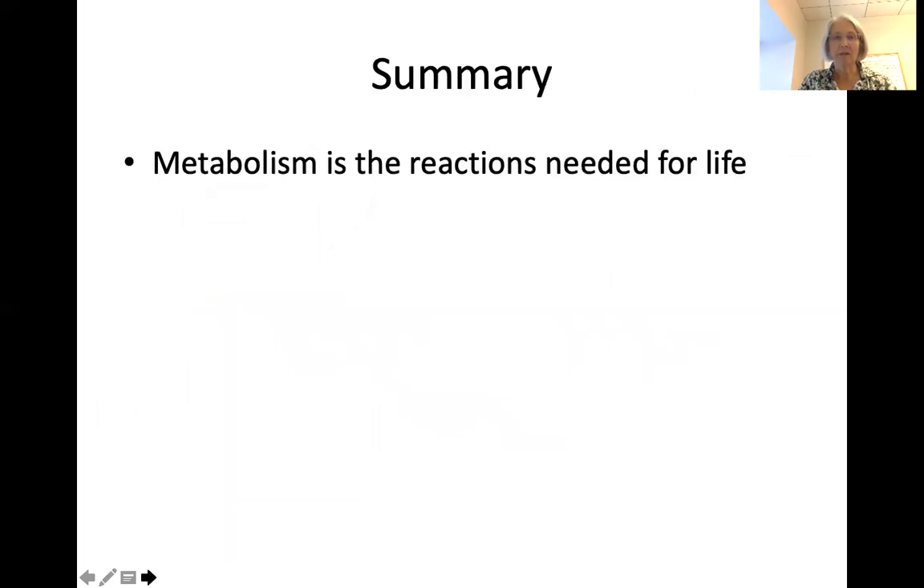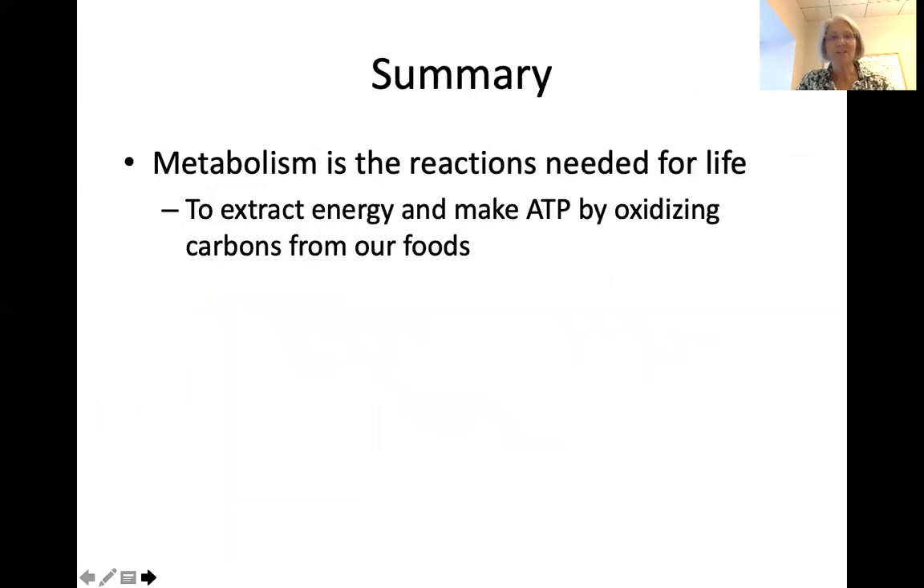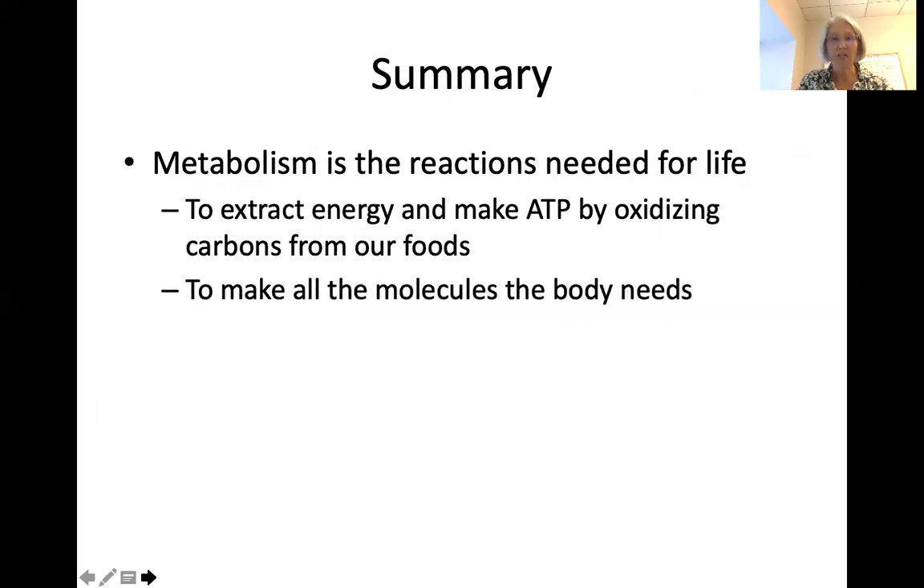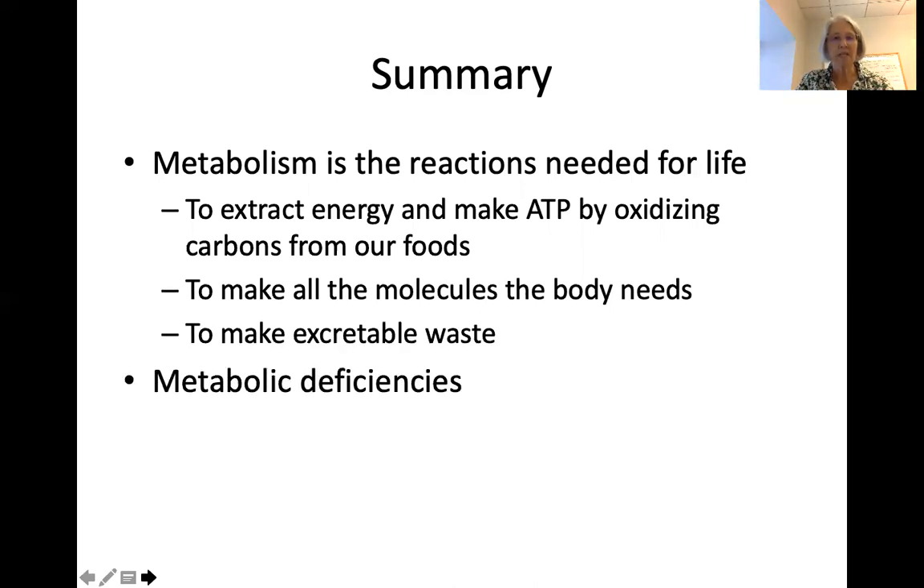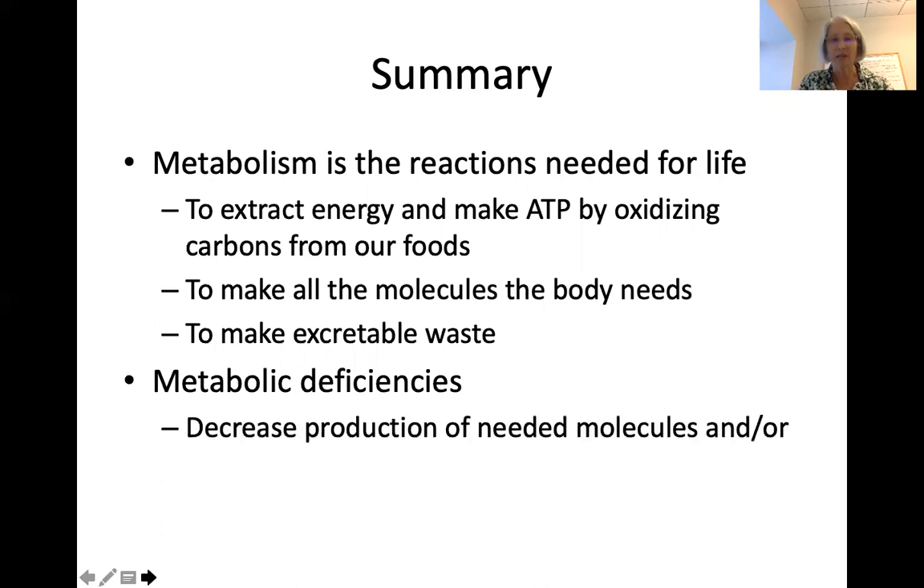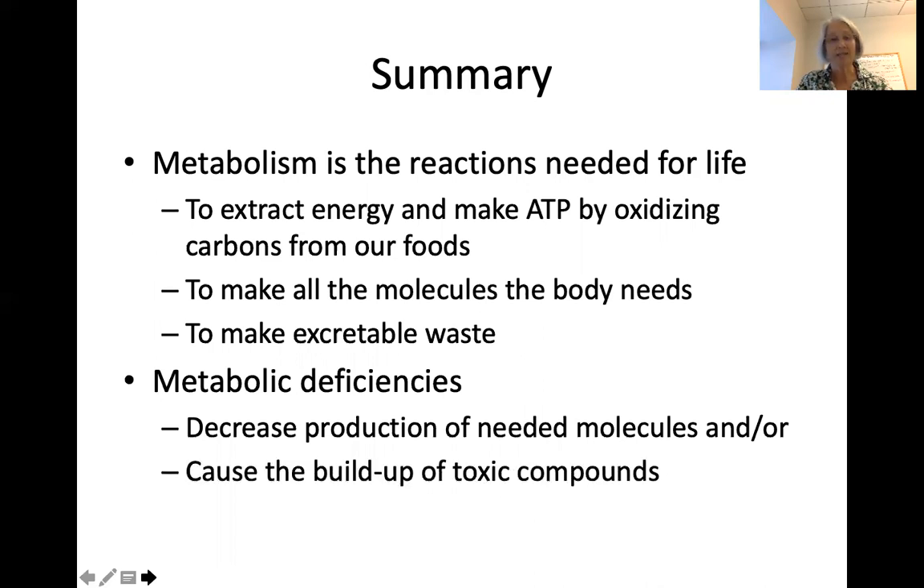All right, so to summarize, metabolism is the reactions needed for life. We use these reactions to extract energy and make ATP by oxidizing carbons from our foods, to make all the molecules that the body needs, and to make excretable waste products. And in medical metabolism, we're concerned about metabolic deficiencies that can arise due to a decrease in production of needed molecules and/or the buildup of toxic compounds. And that ends our video.